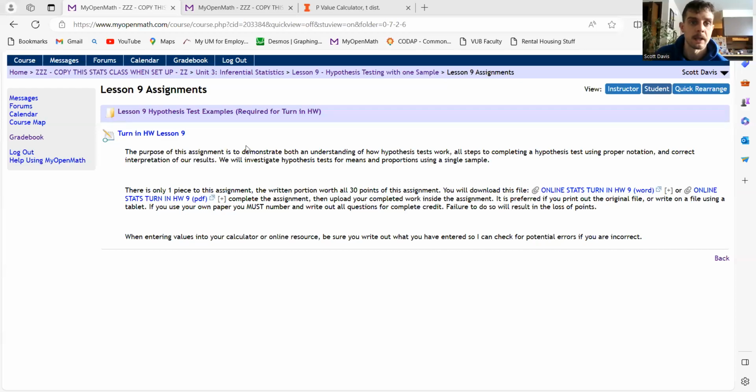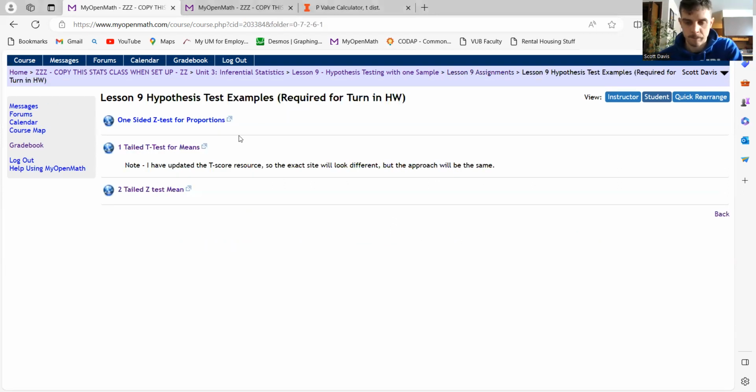So for the lesson 9 homework, I highly recommend, well, I require it actually, you watch these 3 examples. These are worked examples that I have done. And the reason I want you to watch them is so that you understand sort of what my expectations are regarding your homework, because they will look very similar to the steps taken in these examples.